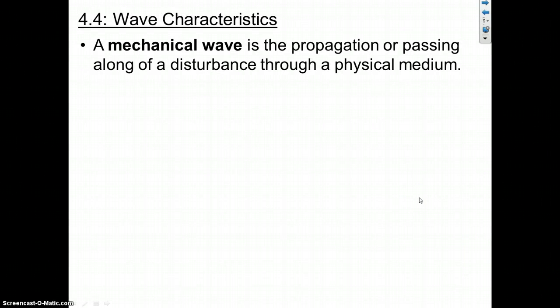So we're going to do a little on wave characteristics. A mechanical wave is the propagation, or the passing along, of a disturbance through a physical medium. Right? It's when we pass a physical disturbance through a physical medium.